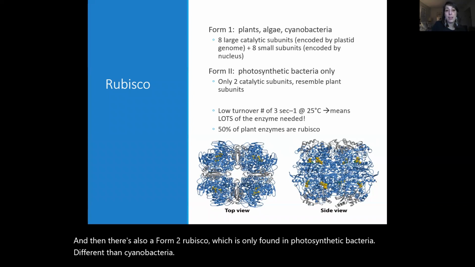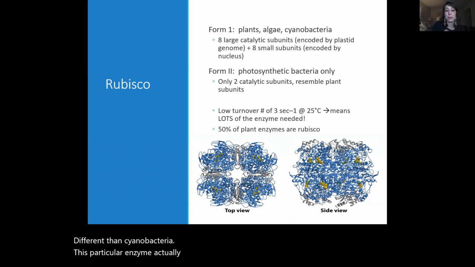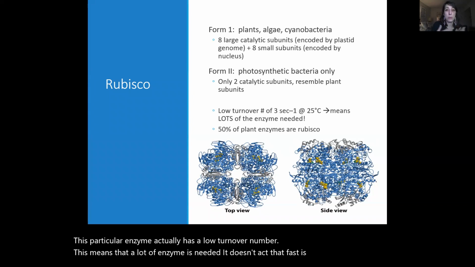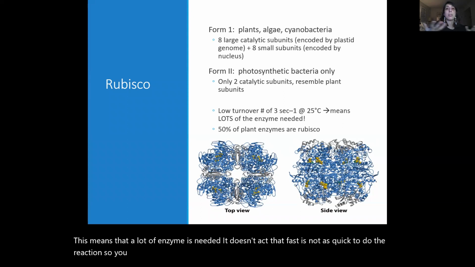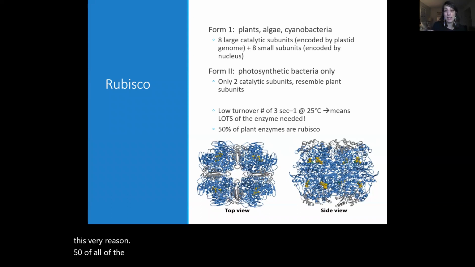This particular enzyme actually has a low turnover number. This means that a lot of enzyme is needed. It doesn't act that fast. It's not as quick to do the reaction. So you have to have a lot of it around so that it can accomplish making sugars. For this very reason, 50% of all of the enzymes in plants, 50% are just Rubisco. It is so important, but also very slow. So plants have a lot of it around.